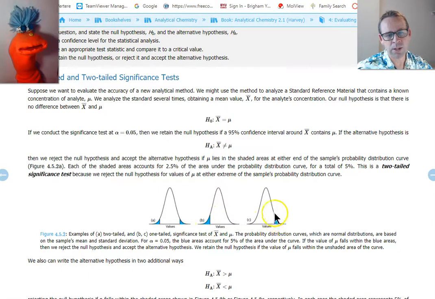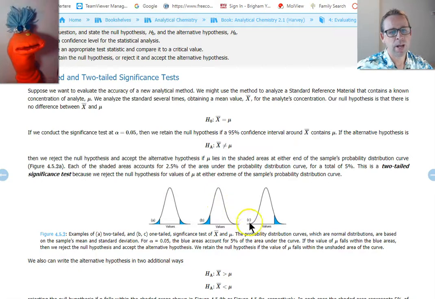Or if it's on the other side, we call that a one-tailed test. Here, essentially what we're saying is your unknown is lower than your known. Your question is, is it going to be lower or is it going to be the same? In this scenario, and both of these are one-tailed tests, is the value going to be higher or is it going to be the same? And in a two-tailed test, what you're asking is, is the value going to be different? Is it going to be to the right or to the left?